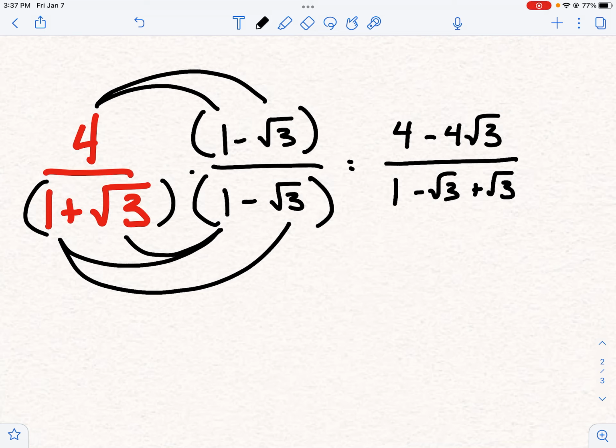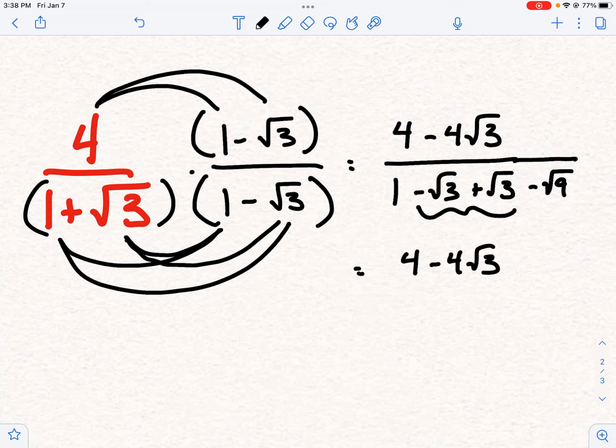As you get better at this, you probably will find you don't even write that piece because, just like the previous example, they're going to cancel out. And positive root of 3 times negative root of 3 is going to be negative root of 9. I'm going to write it this time just so we finish the example. So I have 4 minus 4 roots of 3 over 1 minus 3. The 3 comes from this part.